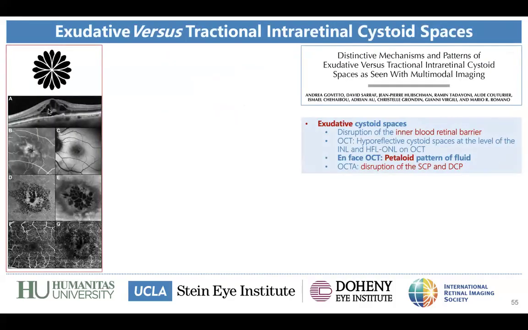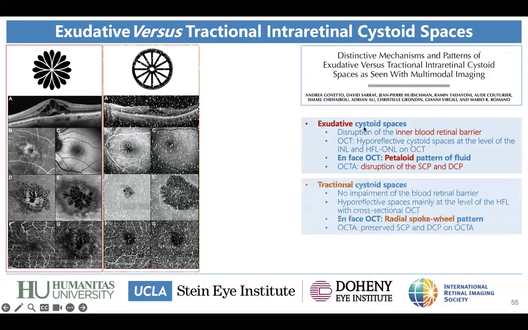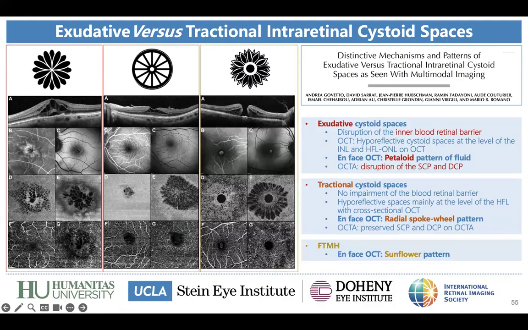You all know that exudative maculopathies are characterized by a petaloid pattern due to the disruption of the inner blood retinal barrier, while tractional diseases are actually characterized by this typical radial spokewheel pattern. And finally, full thickness macular hole can have these sunflower patterns, similar to what Luis was mentioning earlier.